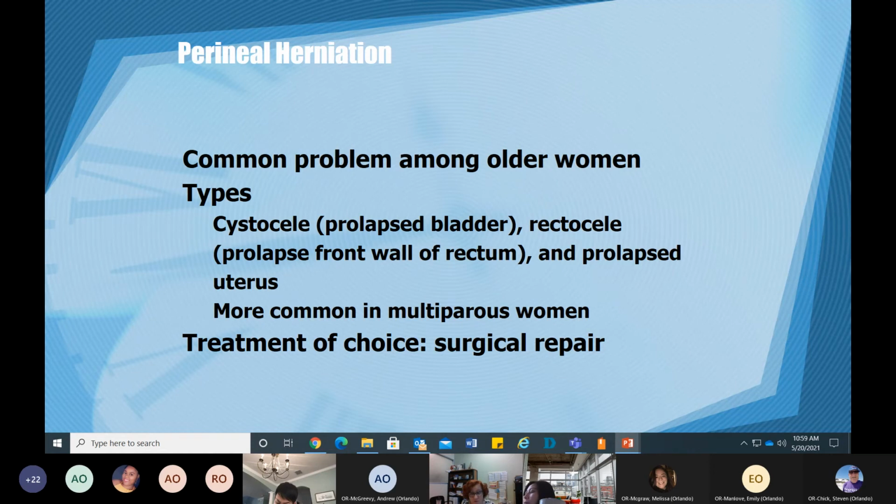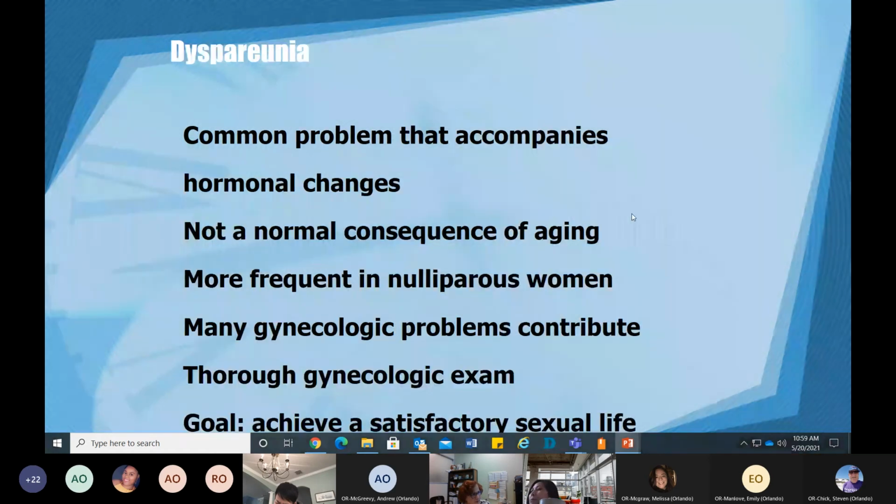Painful intercourse is known as dyspareunia, and I think it's on this next slide. Okay. Very, very painful intercourse due to hormonal changes. It's not a normal consequence of aging, though, so please remember that. It comes with women who have not had too many babies. Lots of things can contribute to that, and because it's painful, they need to find out what the problem is and see if there are ways that we can help them achieve that satisfying sexual life that they desire. So, dyspareunia.